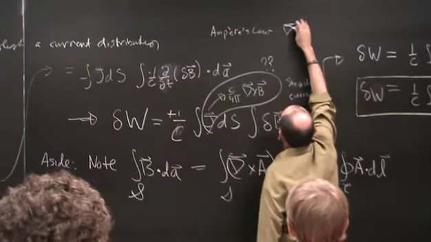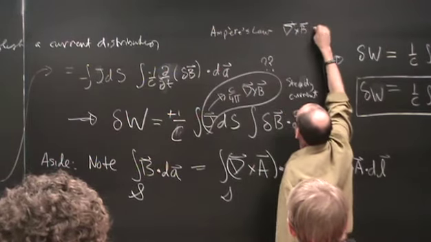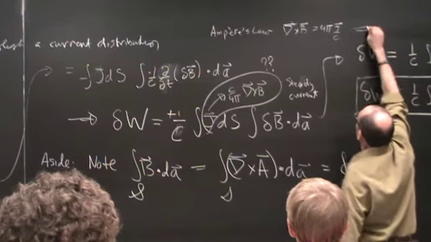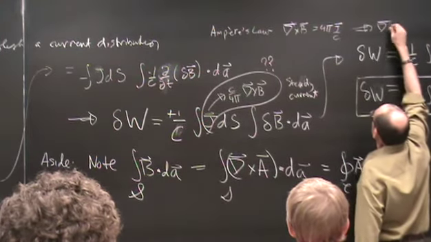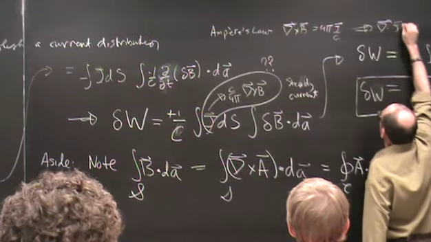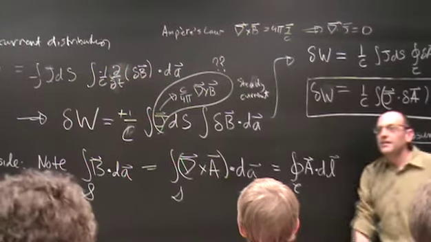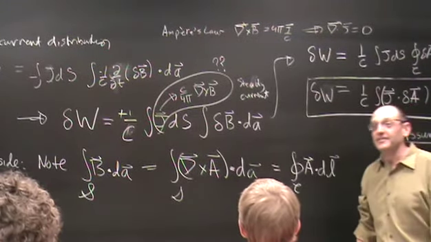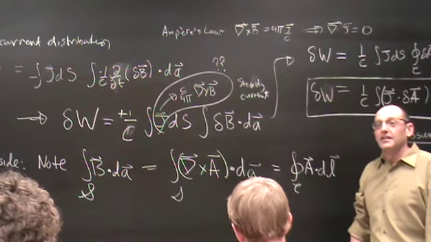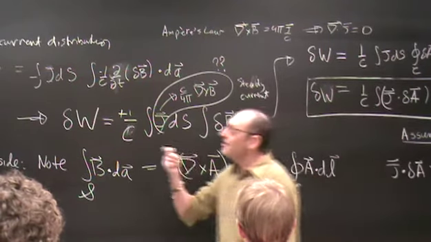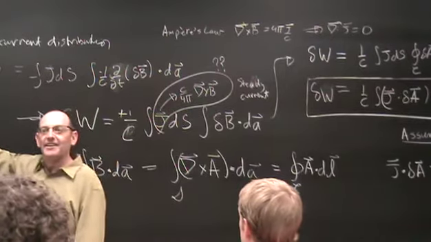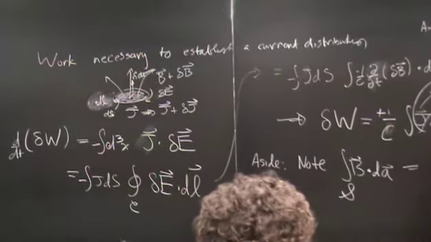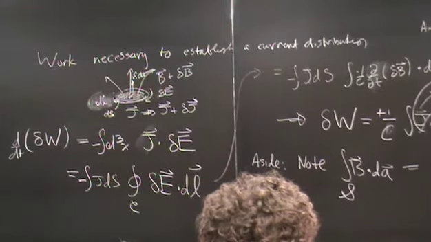That is to say, this relationship, Ampere's law, del cross B is equal to 4 pi J over C, implies del dot J is 0, which is to say the current density is constant. But we didn't have a steady current here. We made it non-steady. So we kind of cheated.